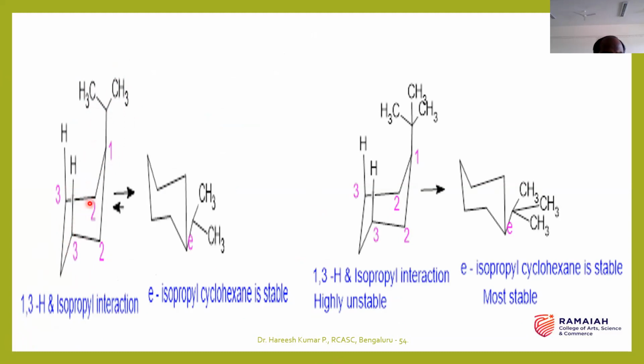So that is the reason what it will do. It will try to move towards the equatorial position. The bulky groups which are present in equatorial, such conformations are more stable compared to the other one. So that is the reason this one will try to move towards the equatorial one. So equatorial isopropyl cyclohexane is more stable compared to the axial isopropyl one. That's what you need to remember.